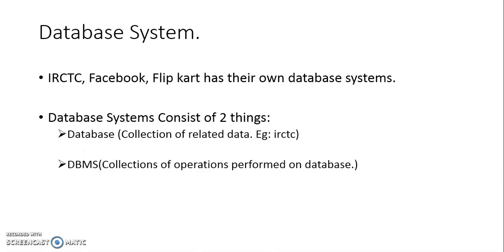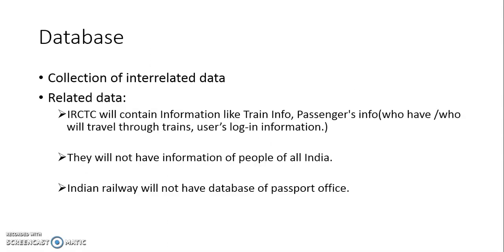Now, what is a database system? Companies like IRCTC, Facebook, Flipkart, Amazon have their own database systems to store the data. Basically, a database system consists of two things. First is the database, that is a collection of related data, and another one is DBMS, which is a collection of operations performed on the database. The operations used to manipulate the data stored in the database are nothing but your DBMS.